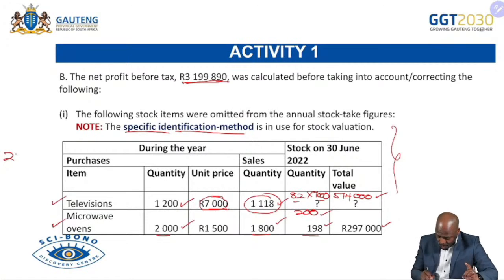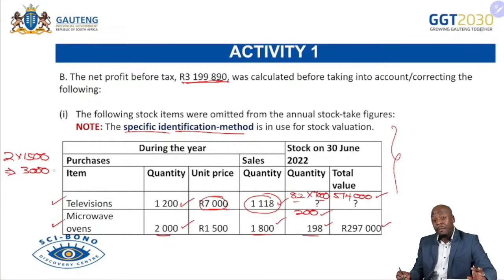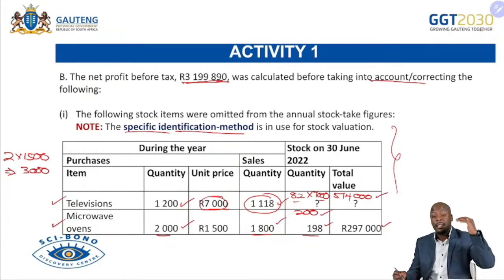And then each one is costing 1,500. That then means if you look at your microwave ovens that are missing, it's going to be an amount of 3,000. All right. So if stock is missing, remember, it is an expense to the business. Therefore, it means when we did our profit calculation, this aspect was not considered because the adjustment says it was before taking this into account. So in this particular case, our profit therefore is overstated because there is an expense that we have not yet recorded.